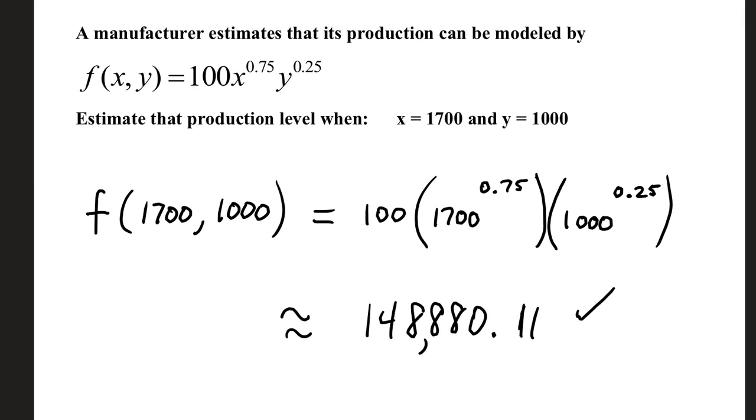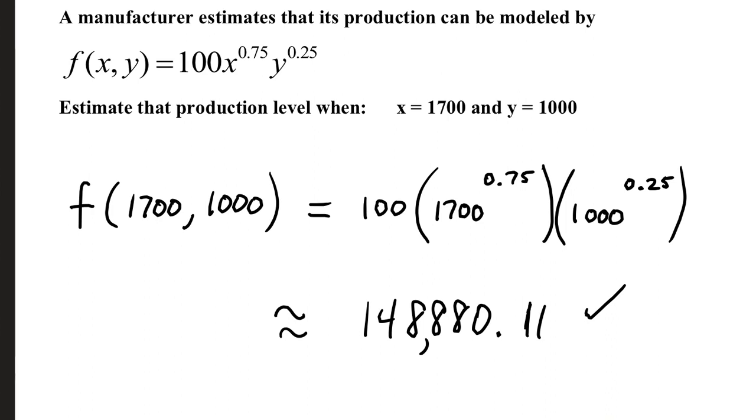A manufacturer estimates that its production can be modeled by the following 2-variable function. F of xy is equal to 100 times x to the 0.75 power times y to the 0.25 power. Estimate the production level when x is 1700 and y is 1000. This should say the, it's just a typo that I missed.